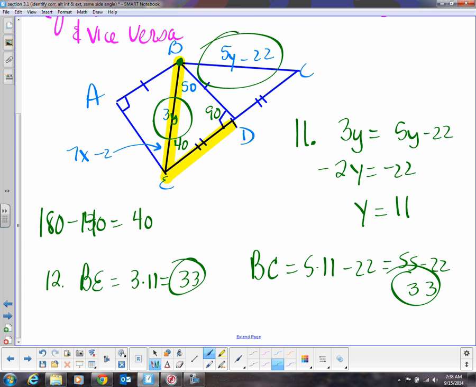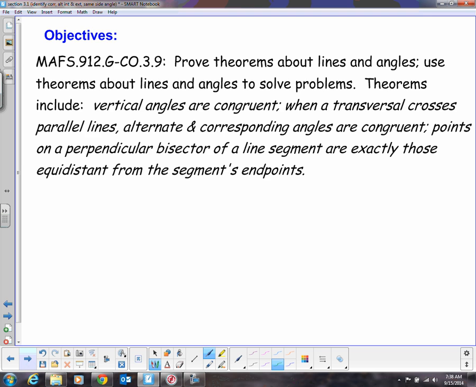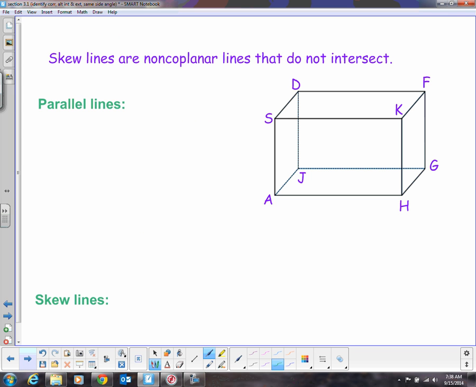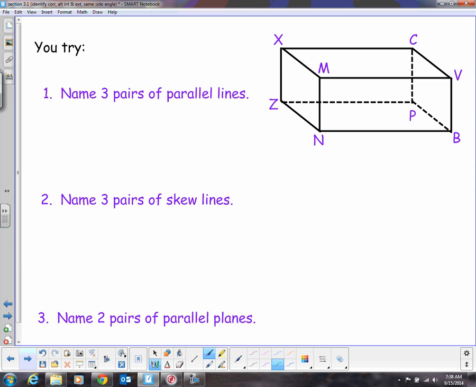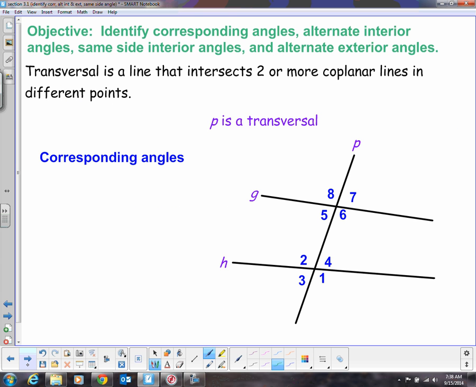So today it's all about recognizing angles. This is probably one of my favorite parts of geometry. All right, so this is section 3.1. A transversal is a line that intersects two or more coplanar lines in different points. Let me try to break this down. Coplanar means they're in the same plane. In other words, these two lines, G and H, fit on a flat sheet of paper.